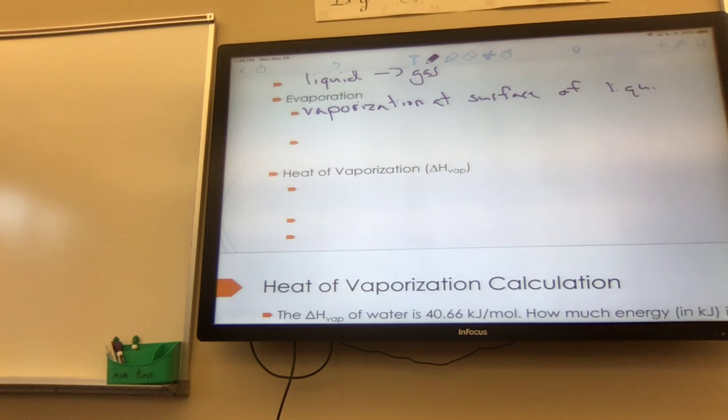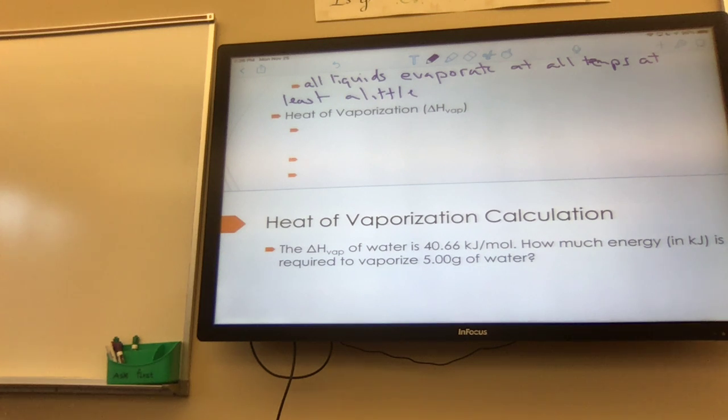And any liquid will have some vaporization happening. All liquids evaporate at all temperatures, at least a little bit. All temperatures where they can exist as liquids, right? It's just how much they evaporate. And hopefully you can already predict that things that evaporate a lot are things that have less intermolecular forces, which is why they have greater vapor pressure.